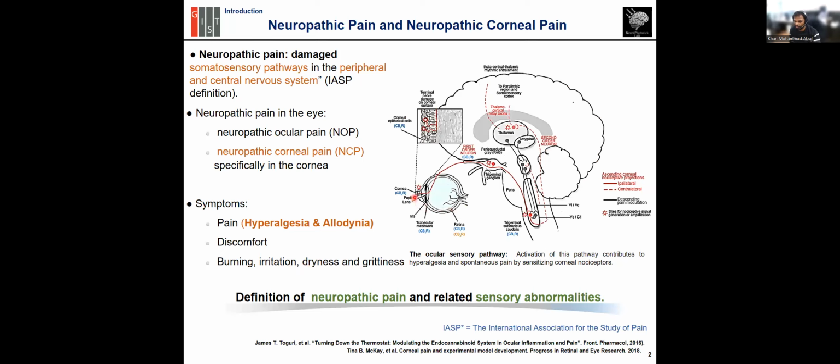So these are the ocular sensory pathway. The first neuron from the cornea, when we give a stimulus, reaches the trigeminal ganglion, and the second neuron goes to the thalamus, and finally all changes happen in the somatosensory cortex. So this is a brief aspect of the ocular sensory pathway.